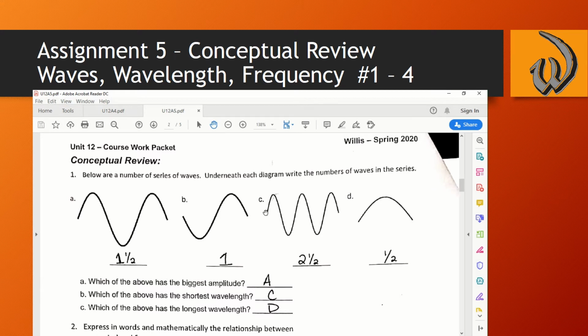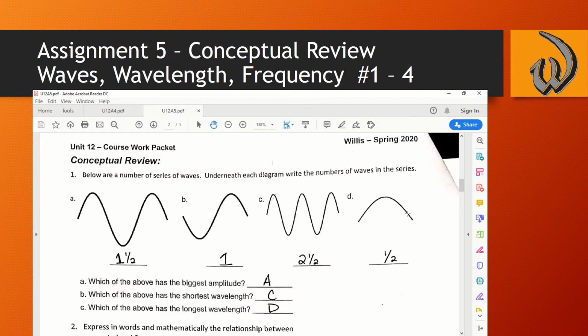Letter C has one full wave here. This is where the first wave ends. Your second full wave would end right here. And then again, you go from origin to crest to origin. That is half of a wave. You would have to have the crest after that to make it another full wave. So you get 2.5 waves present there.